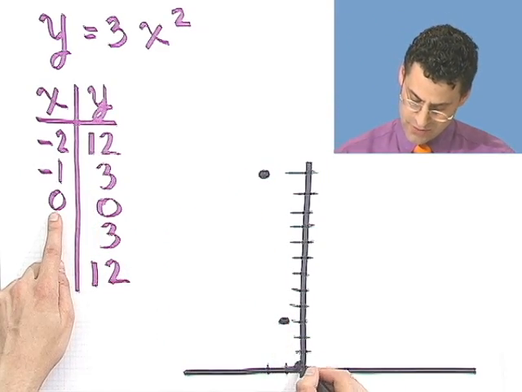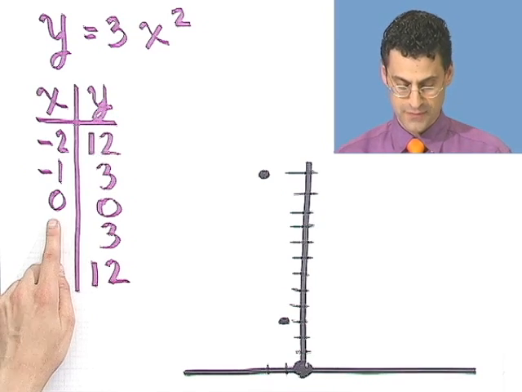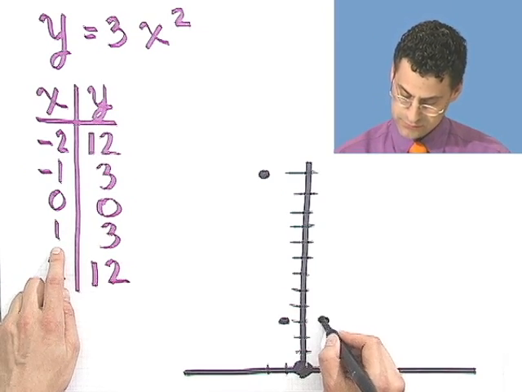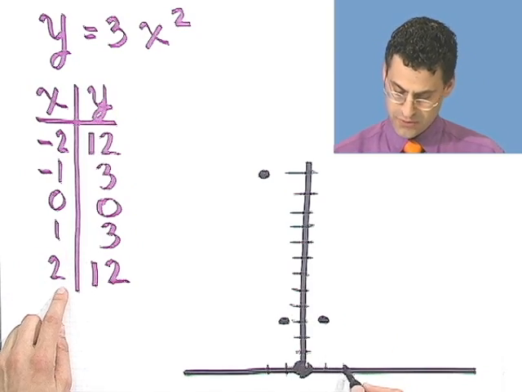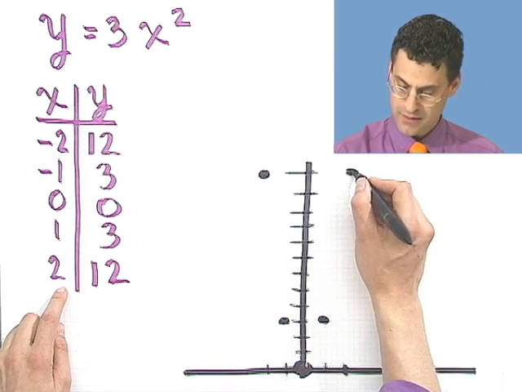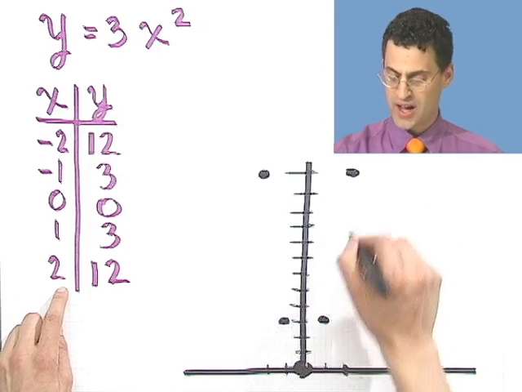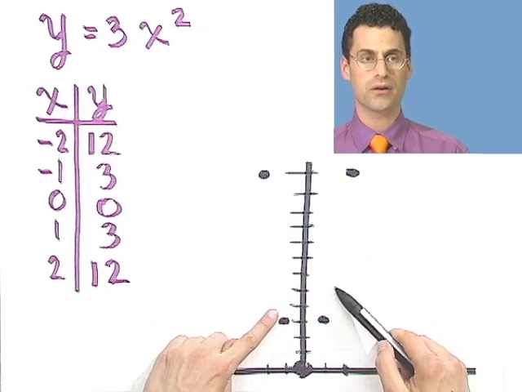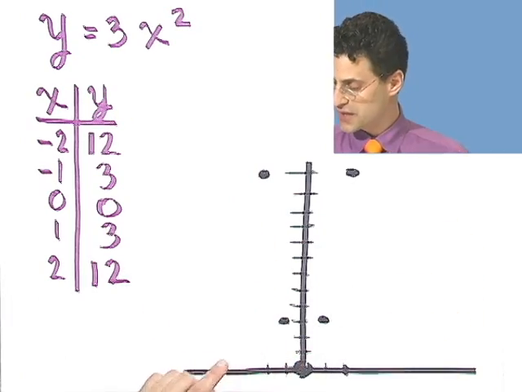0, 0, so then I go right to the origin. 1, 3, so then I go 1 over and 3 up. And then 2, 12 is way up here. So it sort of comes down and then goes up. Look how symmetric, by the way, those points are. In fact, they line up perfectly like a little mirror right across from these things, sort of interesting.